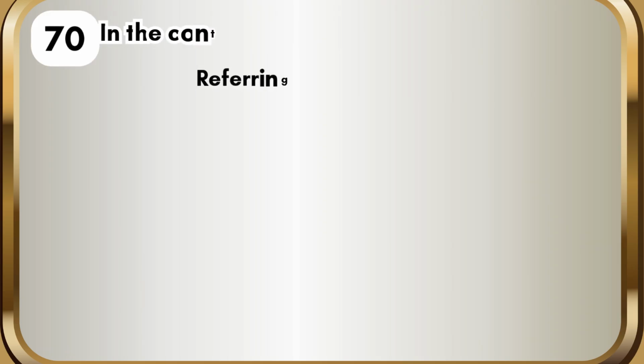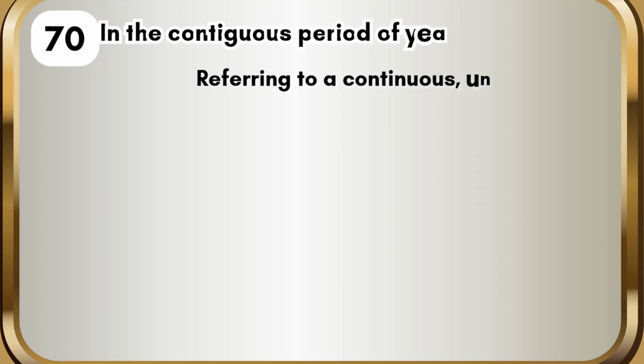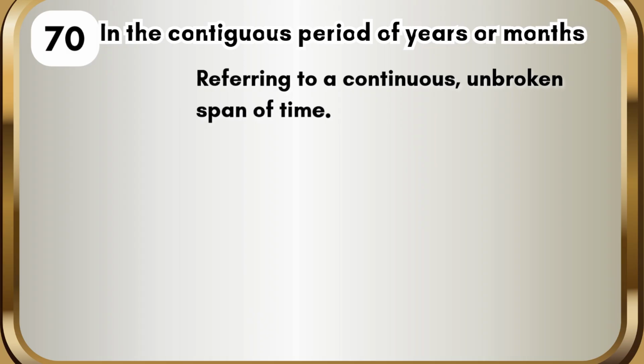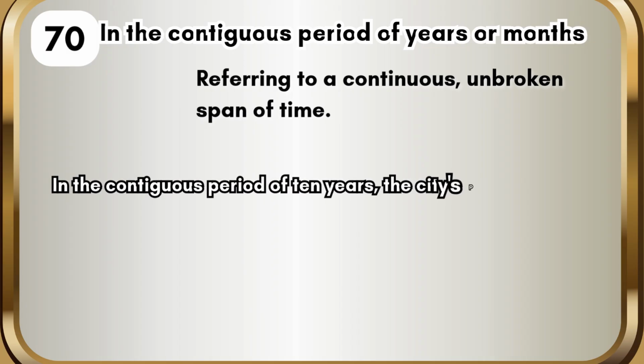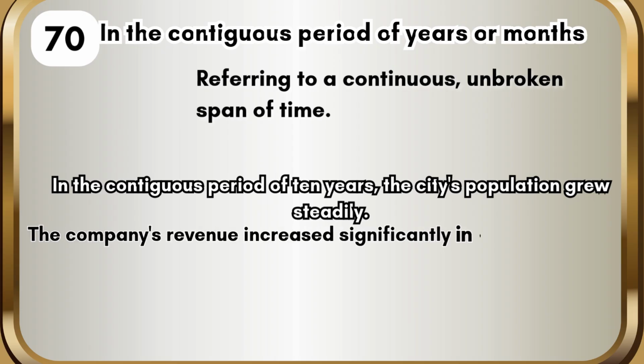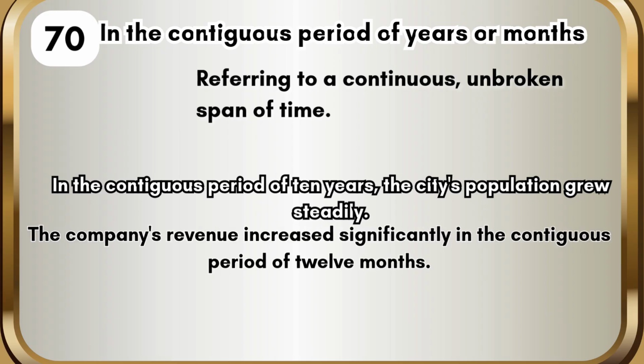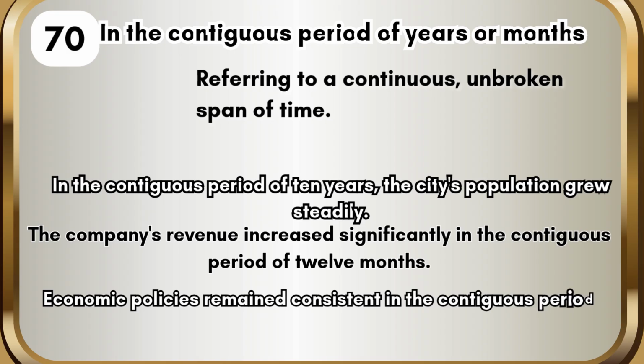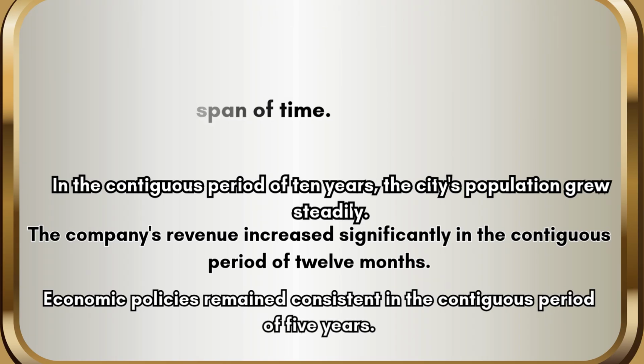In the contiguous period of years or months, referring to a continuous, unbroken span of time. In the contiguous period of 10 years, the city's population grew steadily. The company's revenue increased significantly in the contiguous period of 12 months. Economic policies remained consistent in the contiguous period of 5 years.